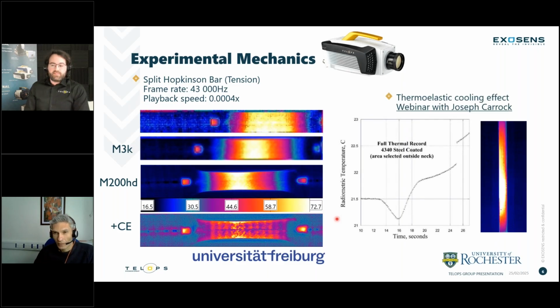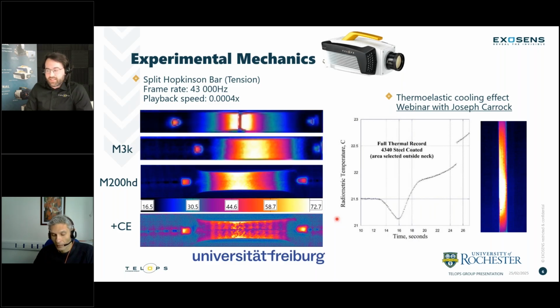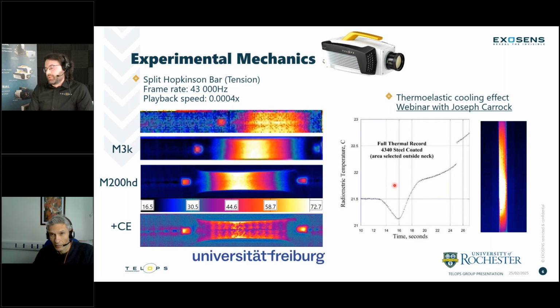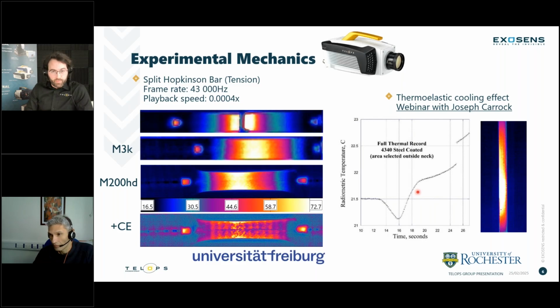Another kind of process that we can observe with infrared imaging is all those peculiar phenomena that happen in experimental mechanics. One of them is the thermoelastic cooling effect that was proposed by Lord Kelvin a long time ago, but was only observed experimentally for the first time a couple of years ago by my colleague Joseph Carrick in the United States. That's a really interesting phenomenon that they describe in more detail in the webinar on the topic.